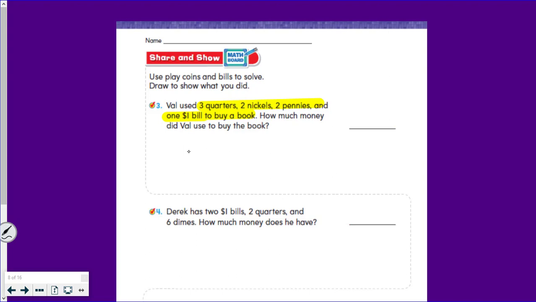All right, so 3 quarters. So 25, 25, 25. 2 nickels, 5, 5. 2 pennies. And we got to go back and circle them.